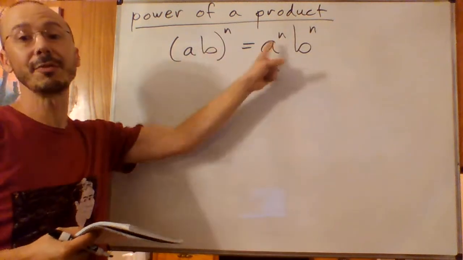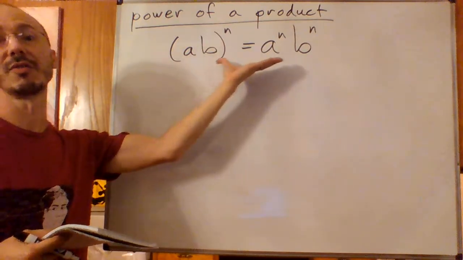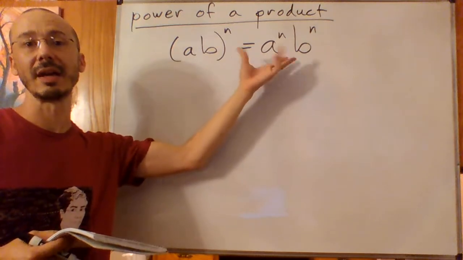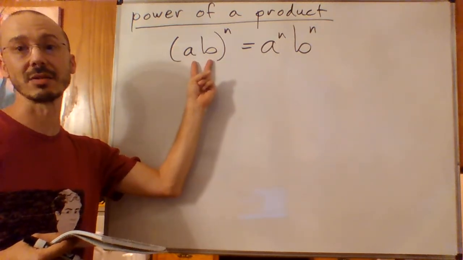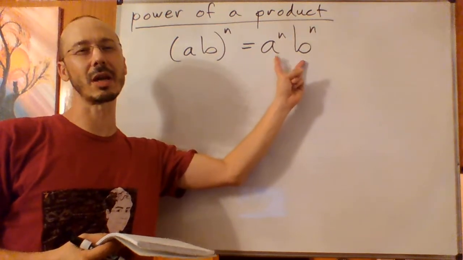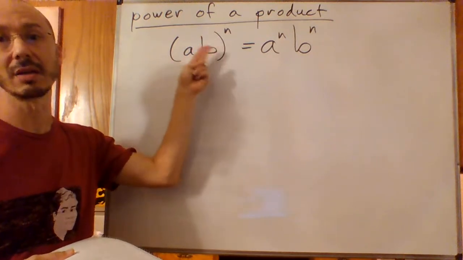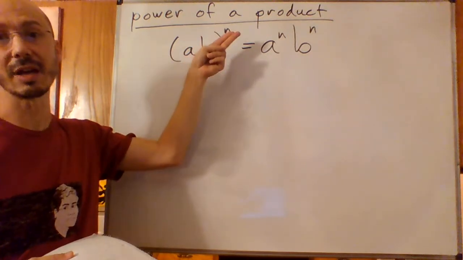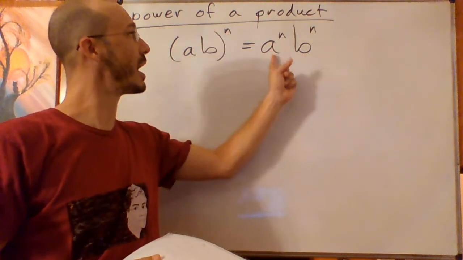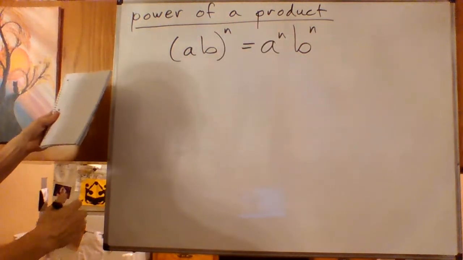The thing that's different about this from any of the rules that we've already seen is this formula has 2 bases. Actually, this is a better place to look at it as two different bases. This is a base, AB raised to the n power, but it's equal to a raised to the n times b raised to the n. And that's the power of a product rule.